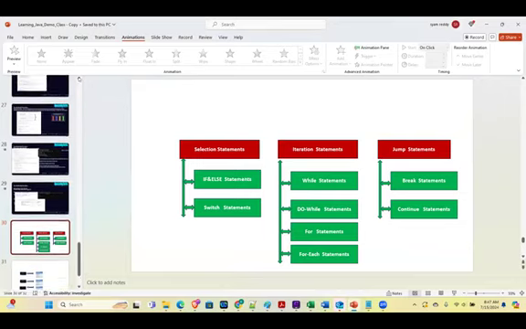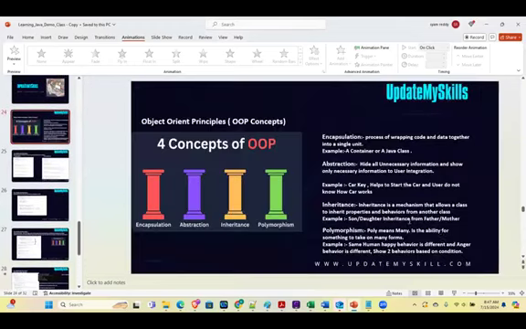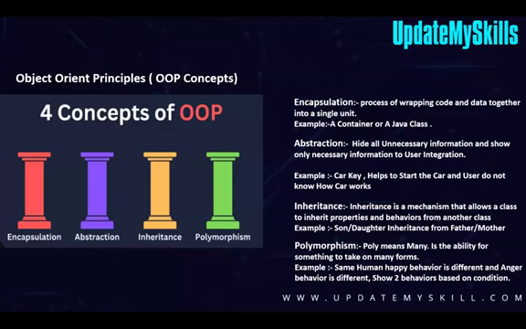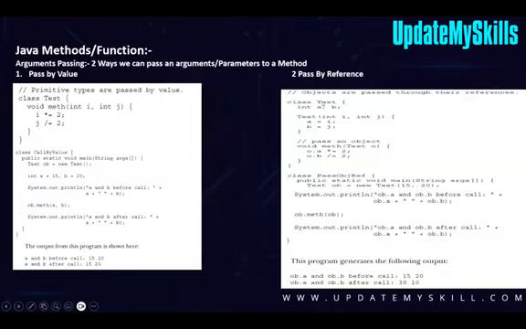Encapsulation. Encapsulation is, as I mentioned, packing everything into one single unit. The process of wrapping code and data together into a single unit is called encapsulation. So in this example, this is int A, int B, and the constructor and object. Everything has been packed into one class called Test.